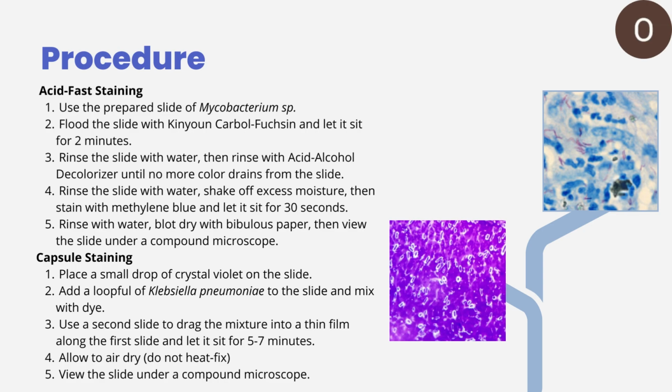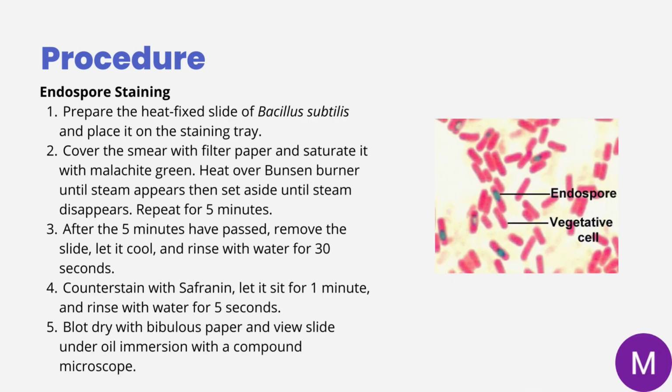And on the right you can see towards the top it's the acid fast stain, and towards the bottom it's the capsule stain. For the endospore stain, we would begin by preparing a heat-fixed smear of Bacillus subtilis. Then we would place the slide on the staining rack. We would cover the smear with filter paper and then saturate the filter paper with malachite green. Then we would heat the slide over a Bunsen burner until steam appears. Once the steam appears, we would set it aside until it disappears, and we would repeat this for a total time of about 5 minutes.